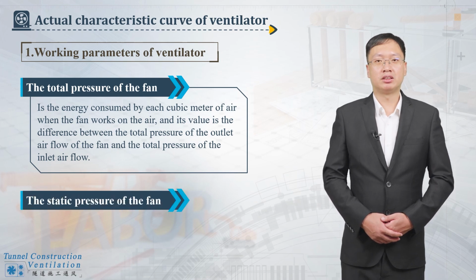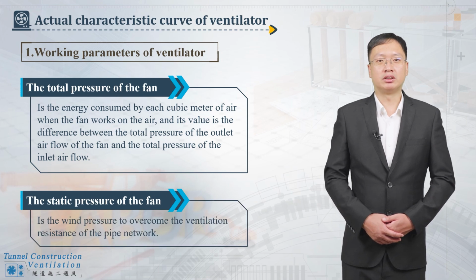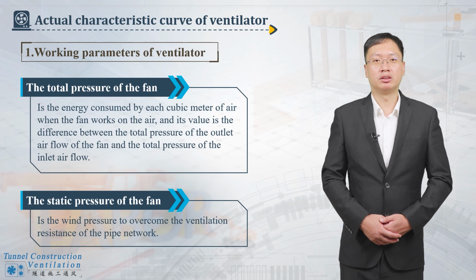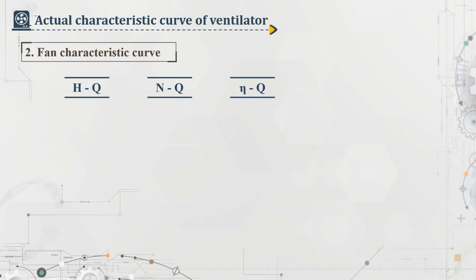The static pressure of the fan is the wind pressure to overcome the ventilation resistance of the pipe network. There are generally three types of fan characteristic curves: curves drawn according to flow and pressure, curves drawn according to flow and power, and curves drawn according to flow and efficiency. Generally, curves drawn according to flow and pressure are used.